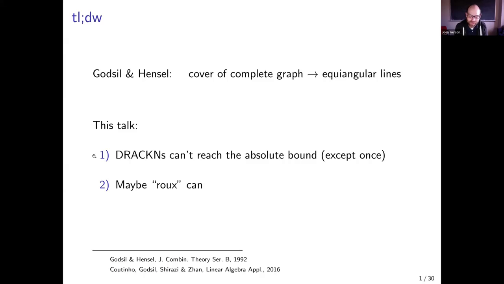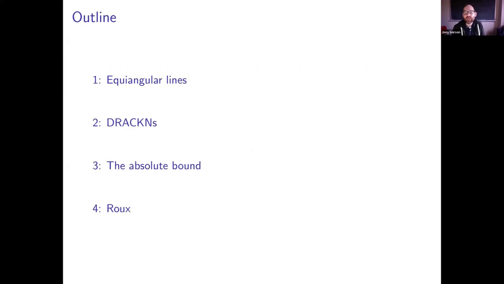Okay, so the outline of the talk is, first I'll give background on equiangular lines in the context that I think about them. Then I'll talk about these DRACKNs, these covers of the complete graph, and what they have to do with equiangular lines, which is also just background. And then I'll talk about this absolute bound for equiangular lines.